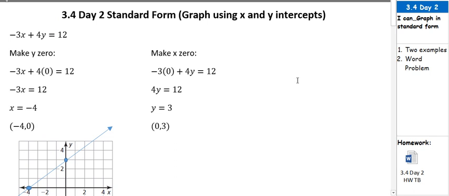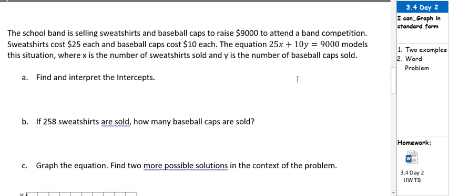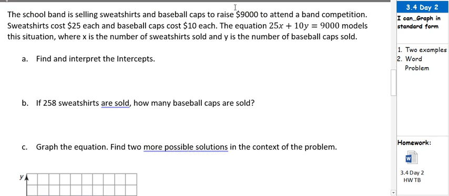The next thing we have to do is word problem. So here we have a word problem. The school band is selling sweatshirts and baseball caps, so selling 2 things, to raise $9,000 to attend a band competition. Sweatshirts cost $25 each, and baseball caps cost $10 each. The equation 25x plus 10y equals 9,000 models this situation, where x is the number of sweatshirts sold and y is the number of baseball caps sold.